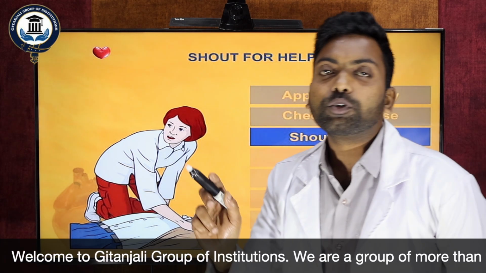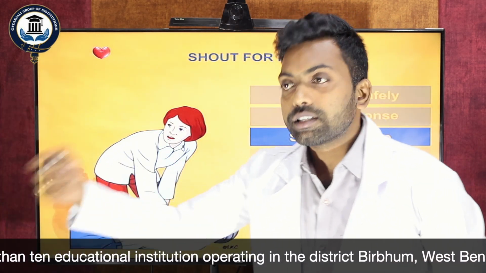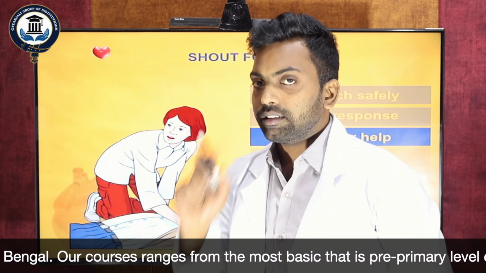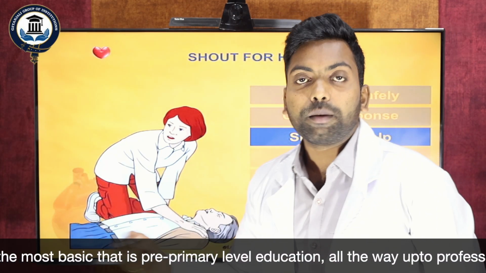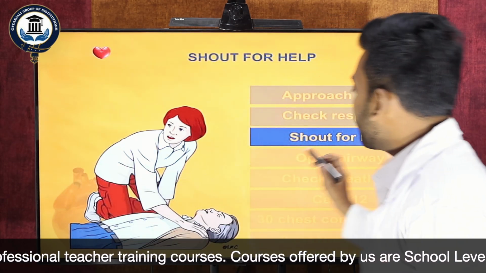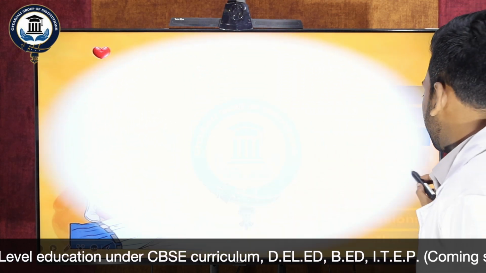It is not possible to give CPR alone. Yes, you can try, but someone needs to call an ambulance. Someone needs to approach the hospital. You need some more help. In such a case, the third step is shout for help. Shout, come here, Mister, come here. Like that, you can shout for help. That is the third step in our CPR.